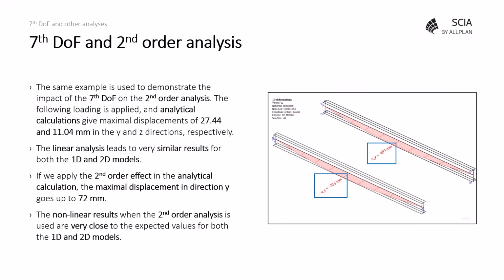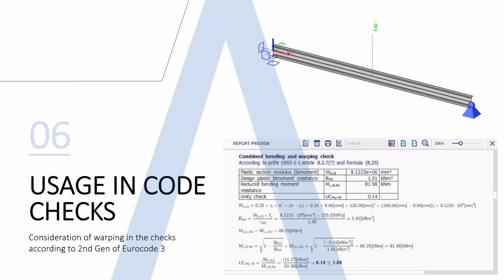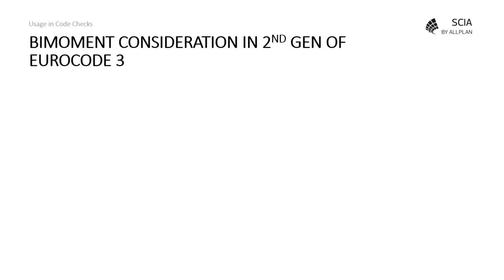And finally, let's have a look at the usage of the new 7th degree of freedom module in code checks. So now in the second generation of Eurocode 3, the bimoment is considered in a more direct way.